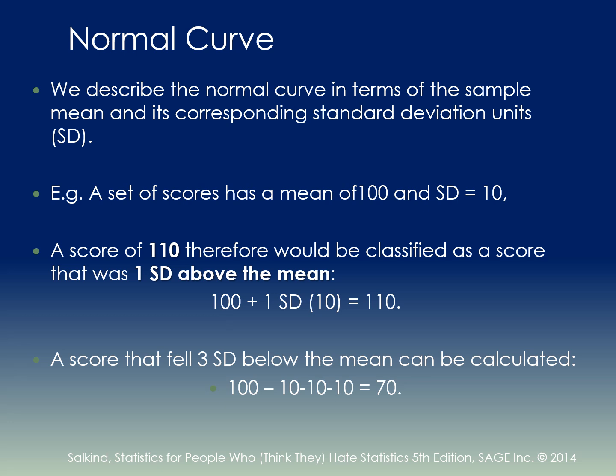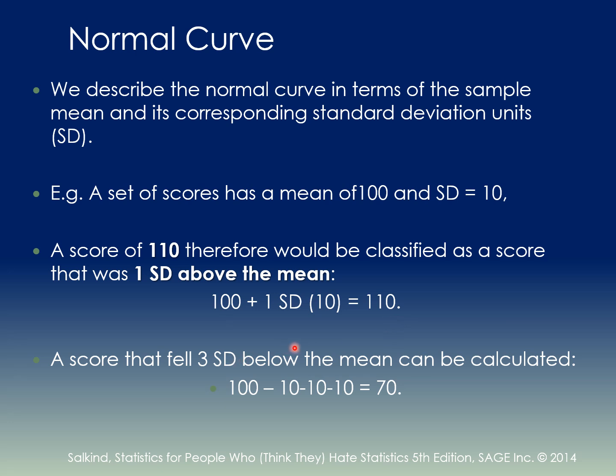So let's say I take a series of scores, forget about the sample size right now, and that set of scores has a mean of 100 and a standard deviation of 10. I'm using pretty much the same diagram as I've been using all along. A score of 110 would be classified as a score that was one standard deviation above the mean, right? So I take the mean of 100 and one standard deviation above it, which is 10, and that gives me a score of 110.